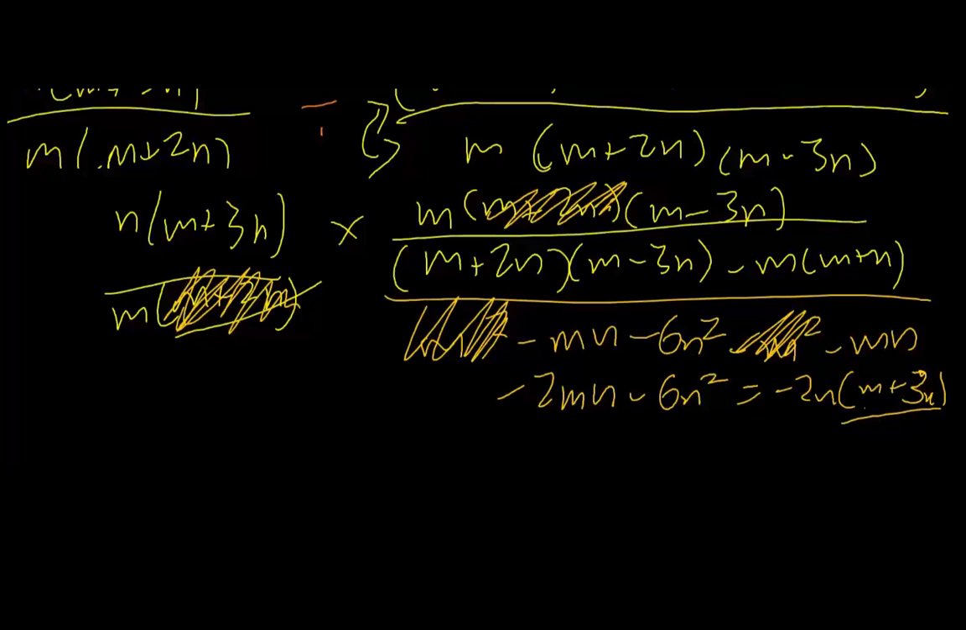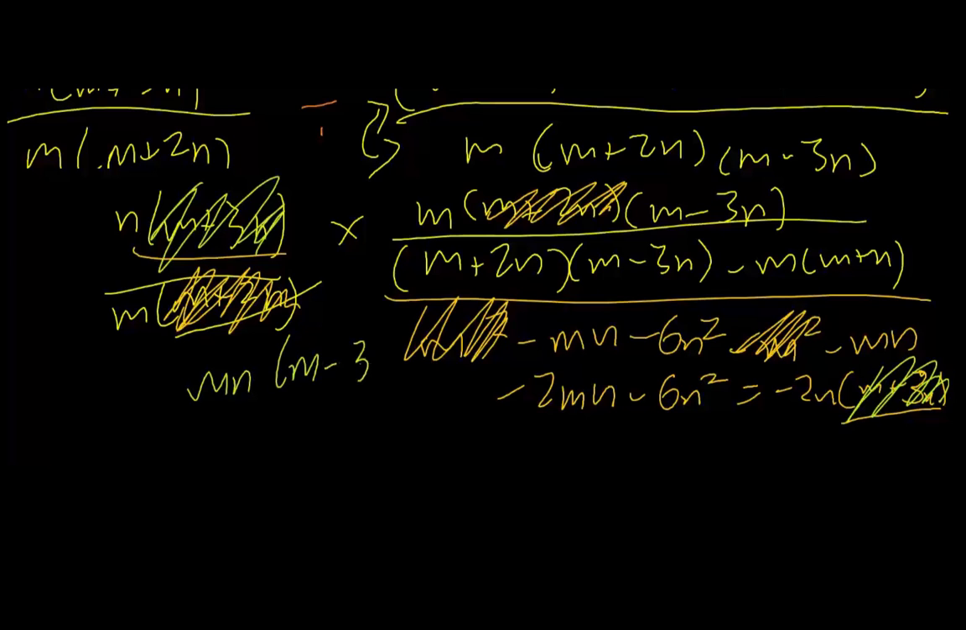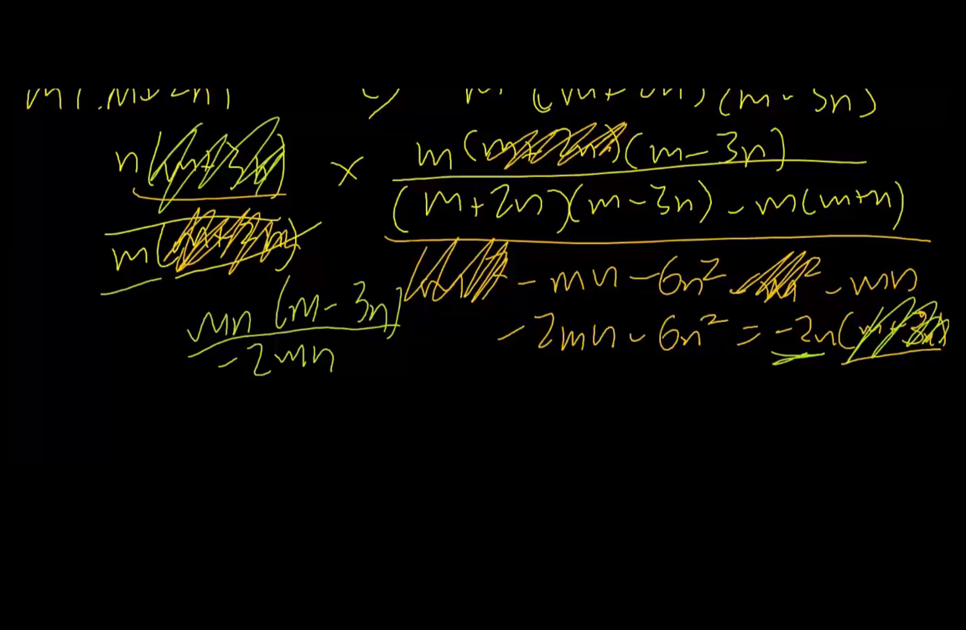This m plus 3n is actually the same as this m plus 3n, so these two can cancel each other out. Isn't that wonderful? So this can go away, leaving us with mn times m minus 3n all over the final result, which is m times negative 2n, negative 2mn.